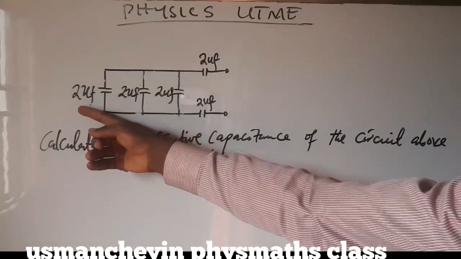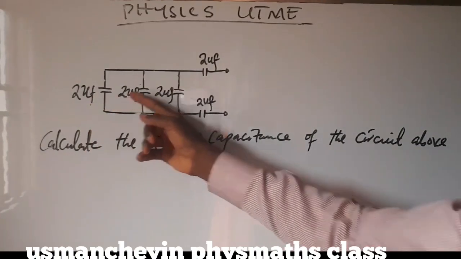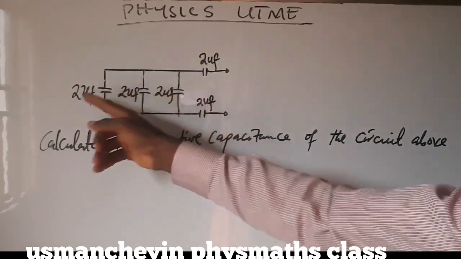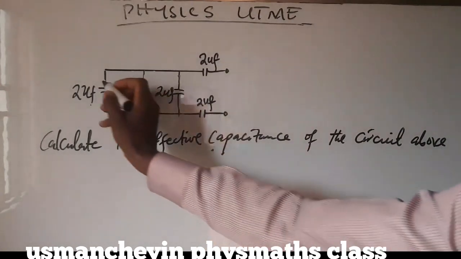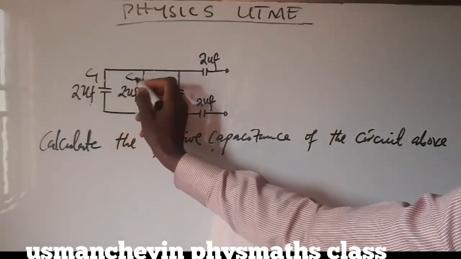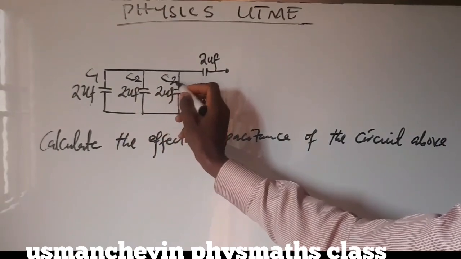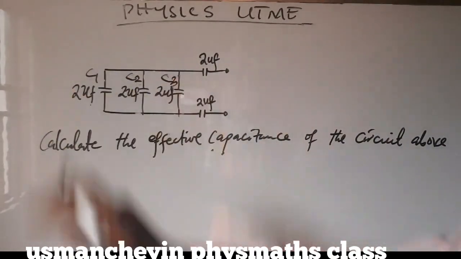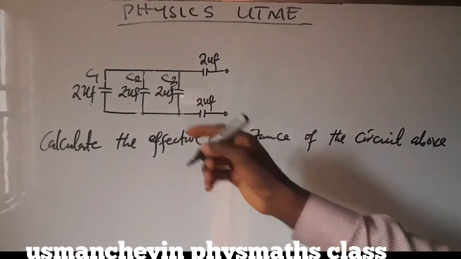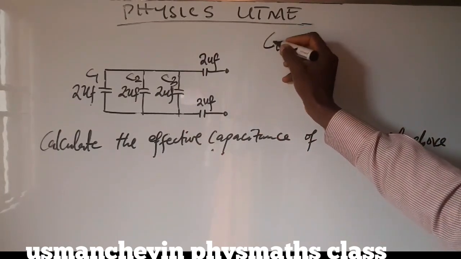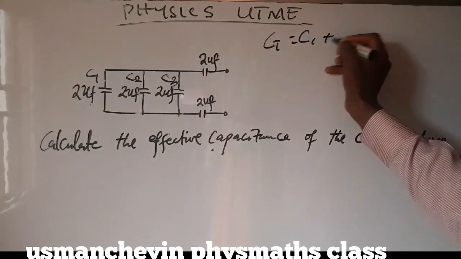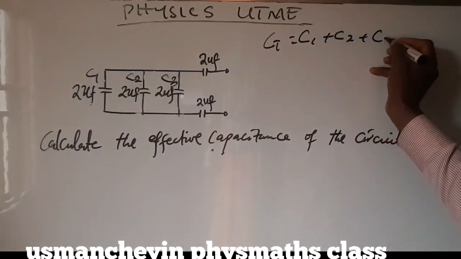That should take us to 2 microfarad, 2 microfarad, 2 microfarad. These three are in parallel arrangement. So we first deal with them. This should be C1, this should be C2, this should be C3. So we break them, okay? So for the parallel arrangement, we can say our C total is equal to C1 plus C2 plus C3.